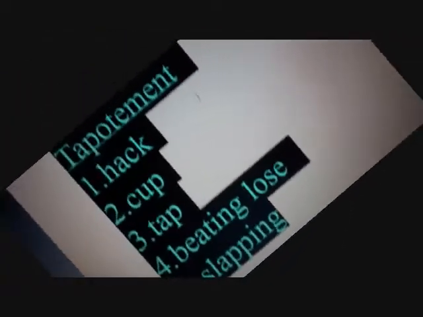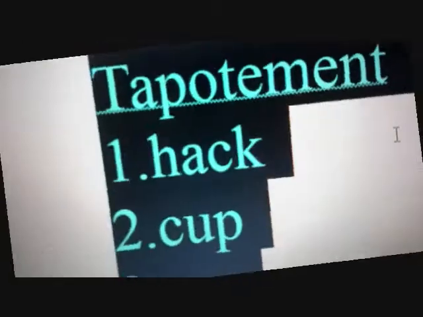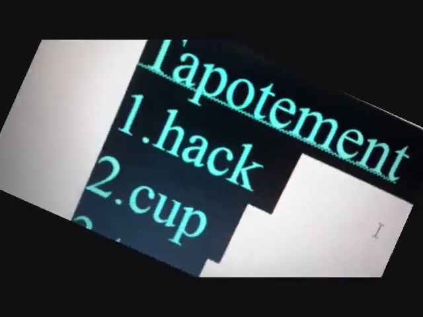Deployment consists of what 5 types of manipulation? So we're going to take a folder of deployment and put 5 things in it. The 5 things we're going to put in there are HCBWS. H, first off, hacking, axe. Cupping, tapping, beating with loose fist and slapping. Hacking, cupping, tapping, beating with loose fist and slapping.